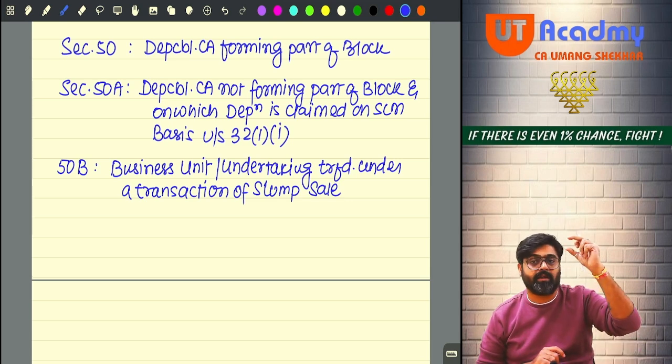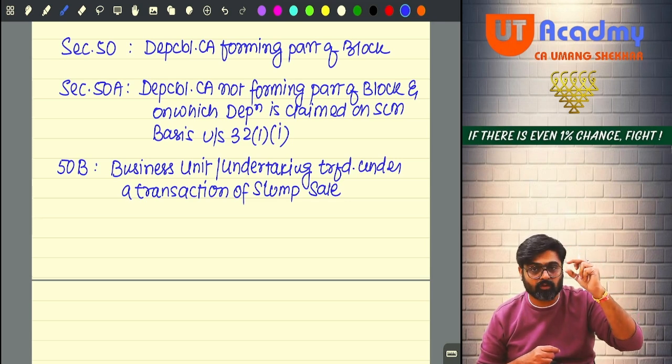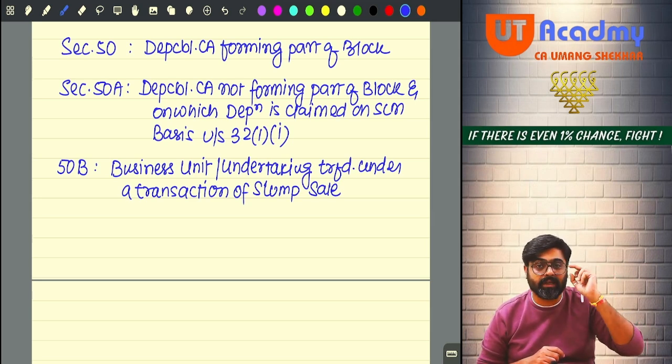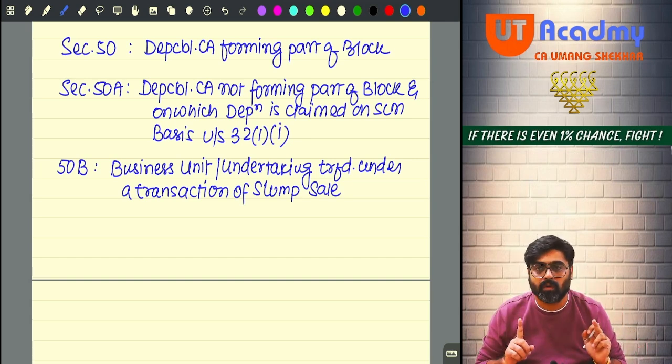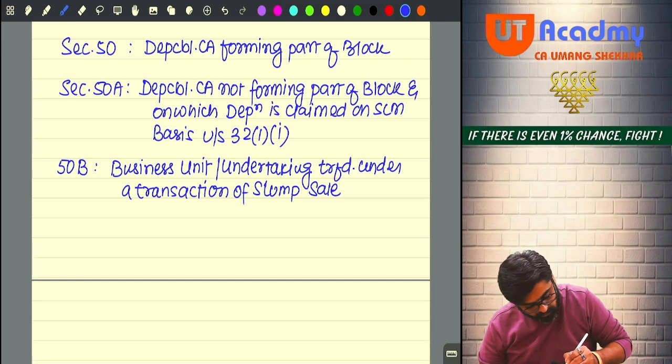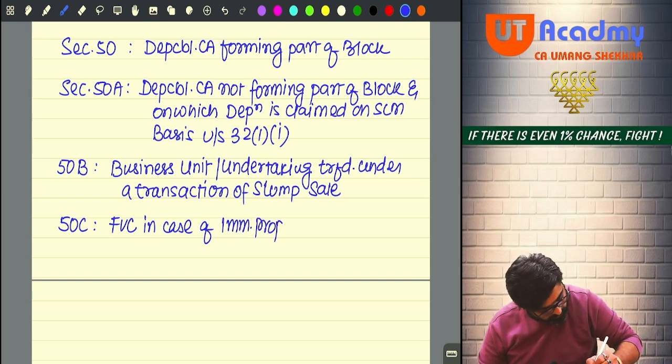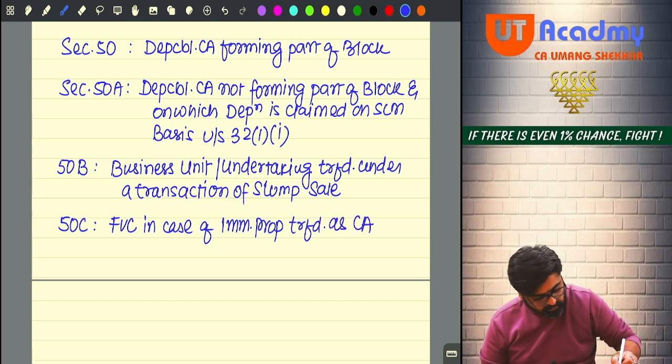First, a specific item of asset. Second, also a specific item of asset. Third, also a specific item of asset. For these assets, whenever you get these assets in the question, be very careful. Okay. Then 50C, FVC, in case of what? Immovable property, which is transferred as capital asset.